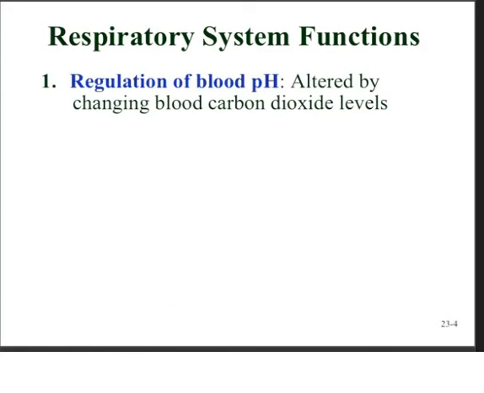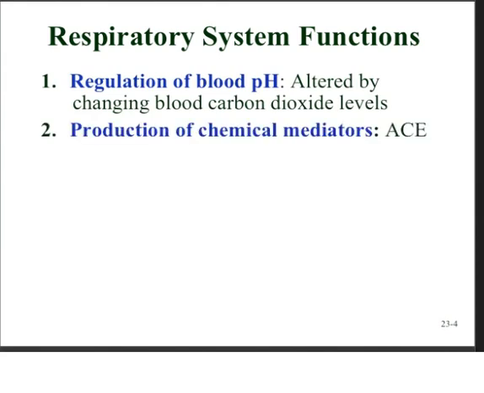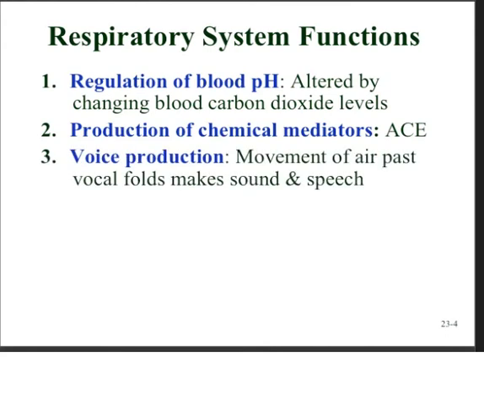What else does the respiratory system do for us? Well, it regulates our blood pH by controlling our CO2 levels, and it also produces chemical mediators such as angiotensin converting enzyme, which of course has a dramatic effect on blood pressure as a potent vasoconstrictor. Angiotensin 2, which is the product of angiotensin converting enzyme, is involved in what we described in the chapter on the urinary system as the renin-angiotensin-aldosterone mechanism.